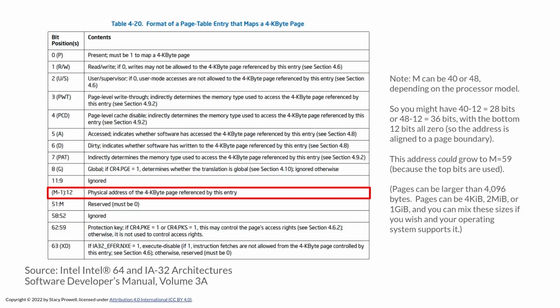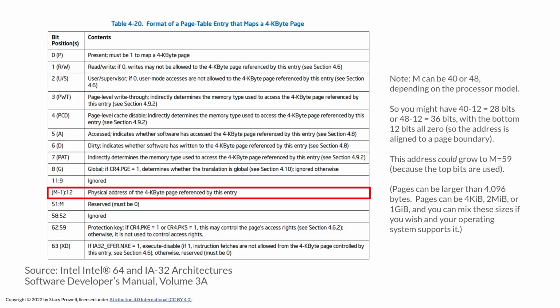You might have 28 bits, 40 minus 12 is 28. You might have 36 bits, which we've been talking about, 48 minus 12, with the bottom 12 bits all 0, so the address is aligned to a page boundary. The address can grow to 59, because the top bits are used. But, you know, this is a little bit wild.